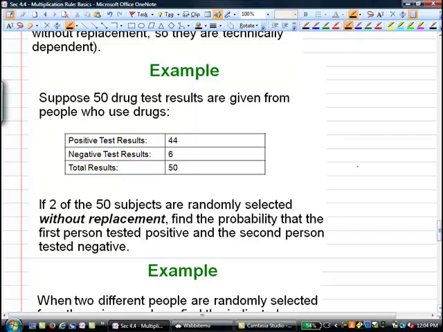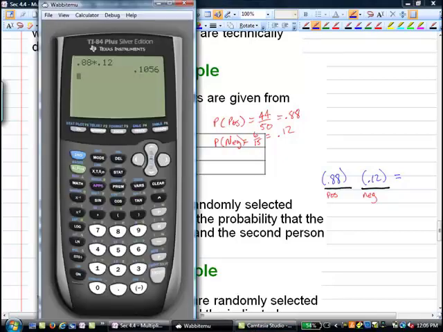We've got two things happening here. The first person tested positive, the second person tested negative. The probability of getting a positive is 44 out of 50, or 88%. The probability of testing negative is 6 out of 50, or 12%. The first person's positive, that's going to be 0.88 times 0.12. And what is 0.88 times 0.12? It's 0.1056.